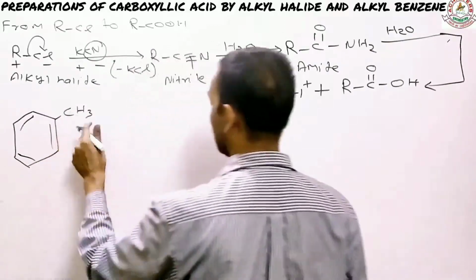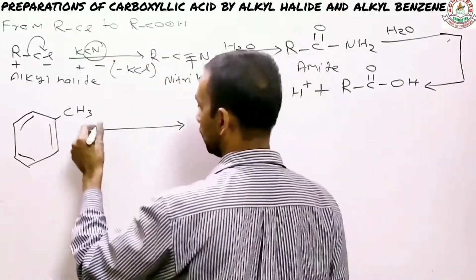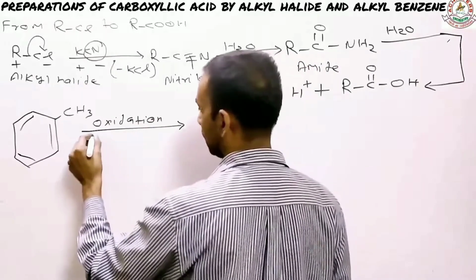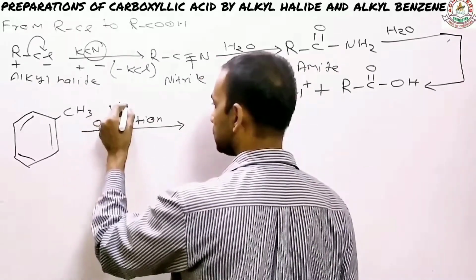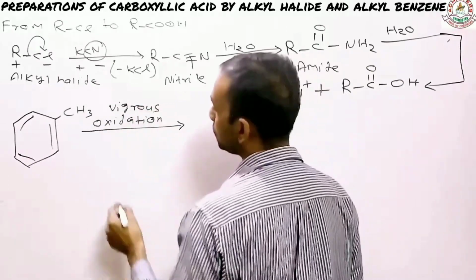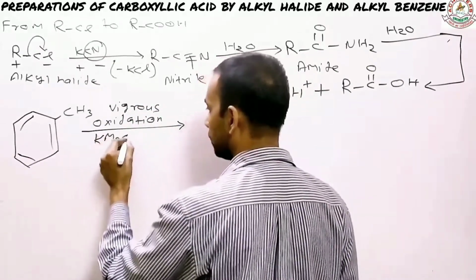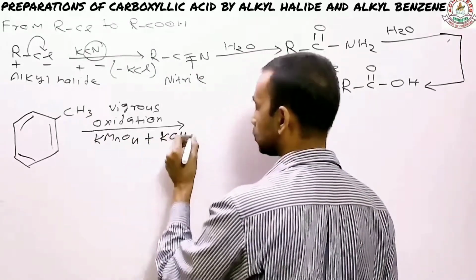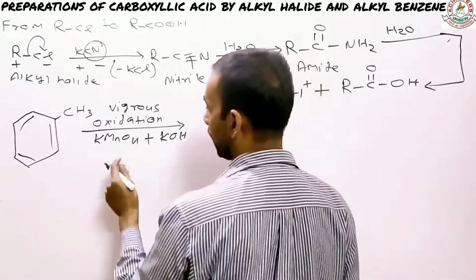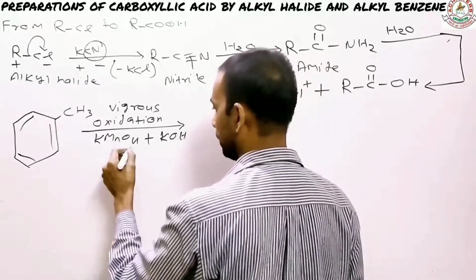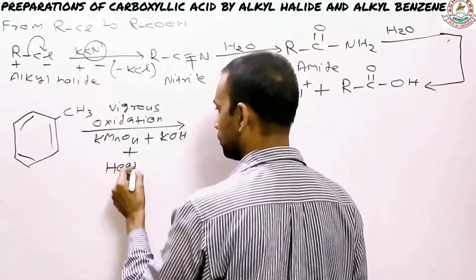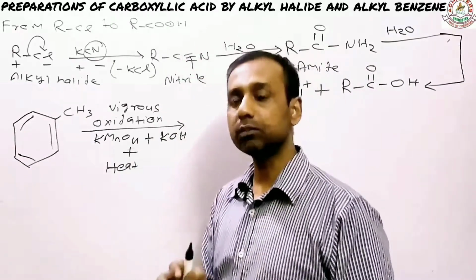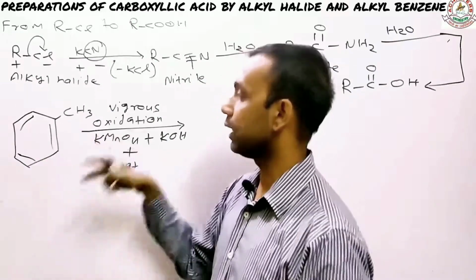When this alkyl group undergoes oxidation, you have to understand that this is a vigorous oxidation. What does vigorous oxidation mean? You have to use a strong oxidizing agent, KMnO4, and along with that you also need a basic solution, maybe KOH. So a strong base is also required, and you also have to provide some heat, so I'm writing plus heat. When you provide the oxidizing agent here, you don't need to worry about the mechanism. You just have to be concerned with how you can convert the alkyl benzene directly into carboxylic acid.